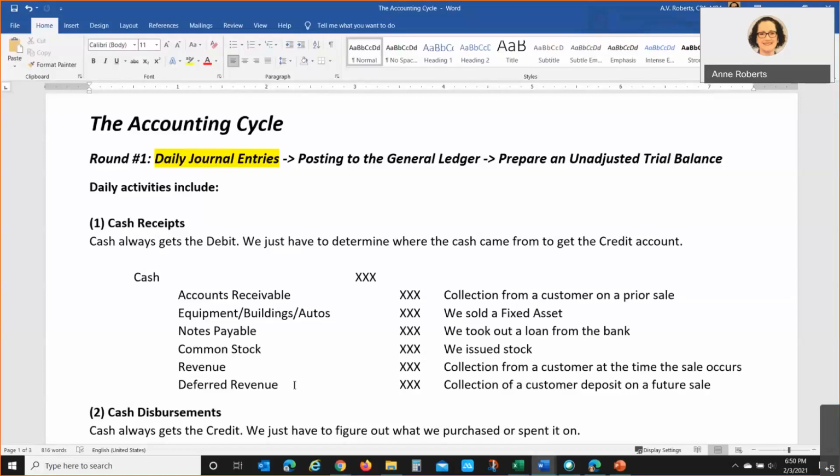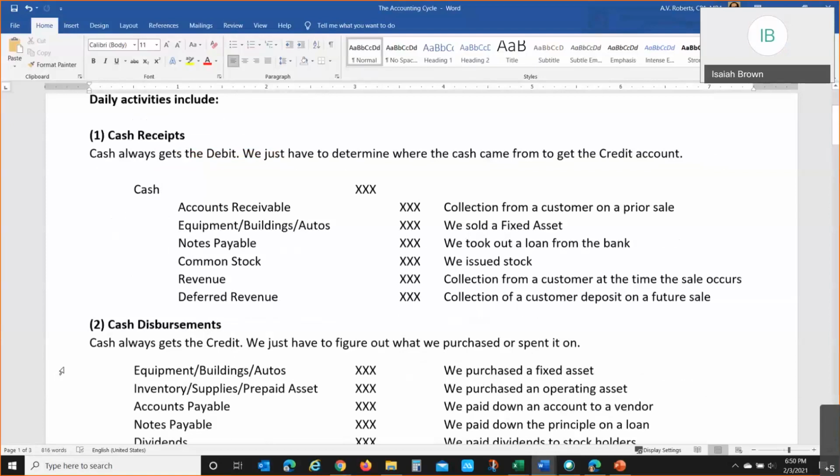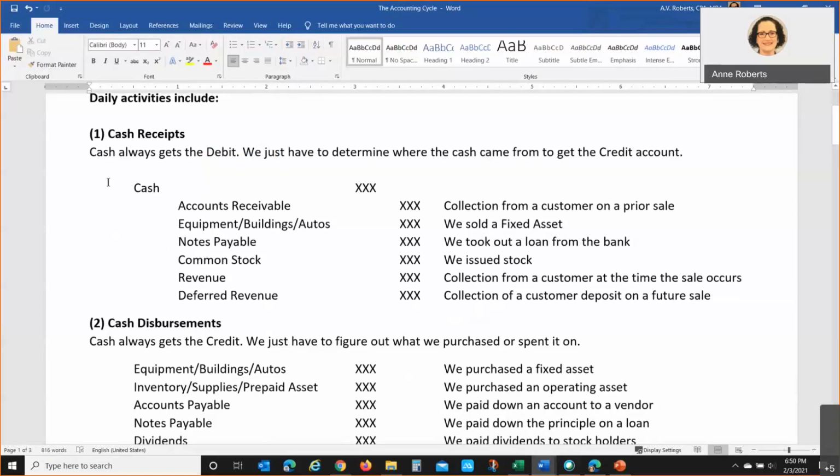Are you with me? That makes a lot of sense. All right, perfect. Okay, so basically this is cash receipts. This is all the ways that we can collect cash.